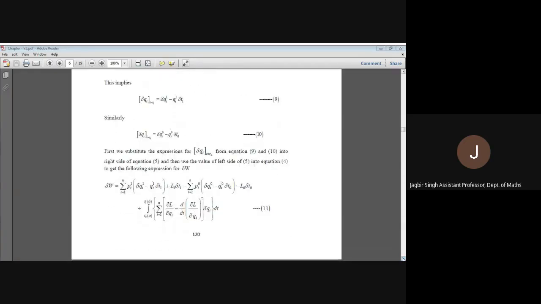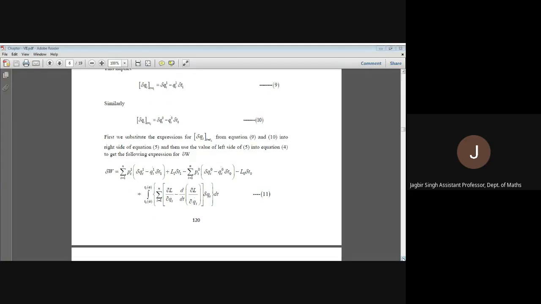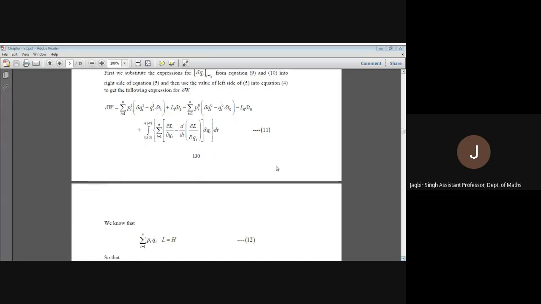So it will be delta W is equal to summation i from 1 to n Pi1 and then del Qi1 plus Qi1 dot delta T1, plus L1 delta T1, minus summation i from 1 to n Pi naught del Qi naught minus Qi naught dot delta T naught, minus L naught delta T naught, and plus value of this integration. Now all of us know that summation i from 1 to n Pi Qi dot minus L will be equal to H. The Hamiltonian function was defined in this way.